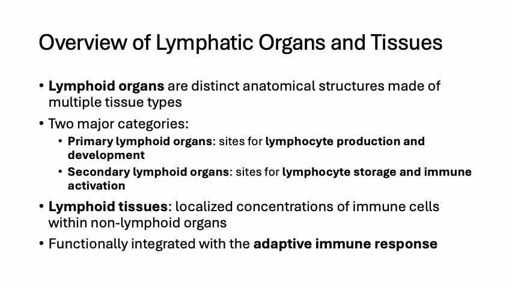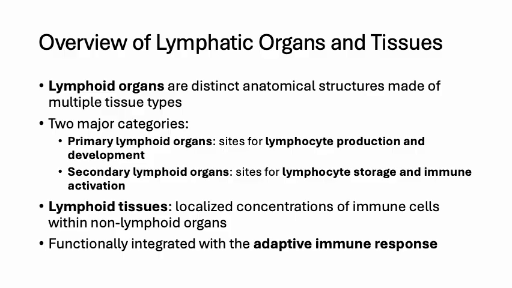In contrast, secondary lymphoid organs are where lymphocytes reside and become activated in response to pathogens. These include the lymph nodes and spleen and various types of mucosal-associated lymphoid tissues, or MALT. Once lymphocytes mature and leave the primary organs, they circulate to these secondary sites where they await exposure to antigens.